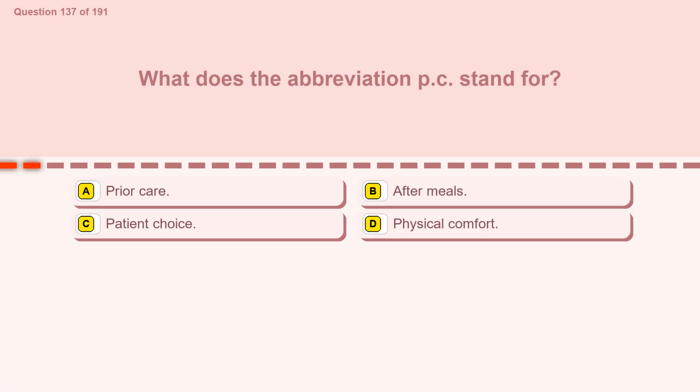Question 137. What does the abbreviation PC stand for? Option A. Prior care. Option B. After meals. Option C. Patient choice. Option D. Physical comfort.